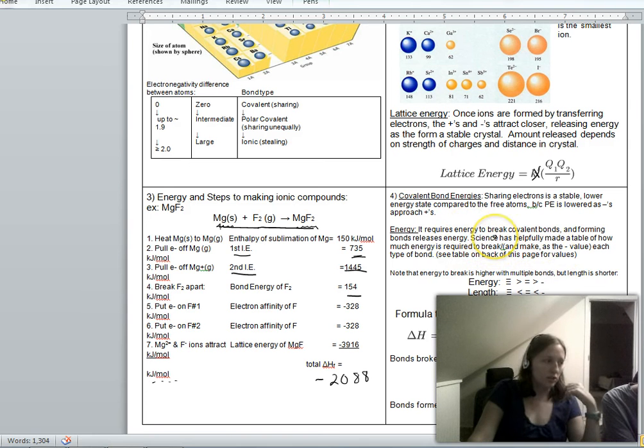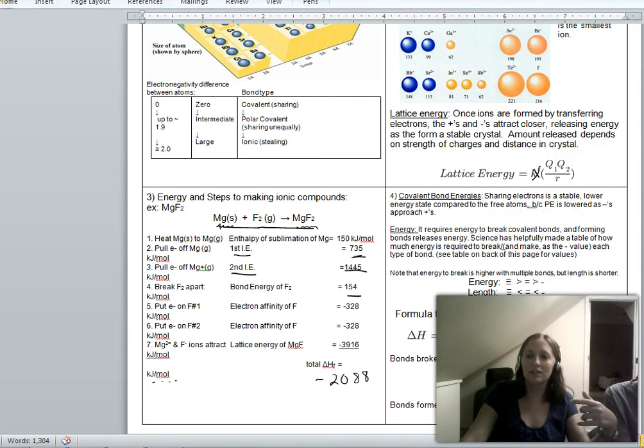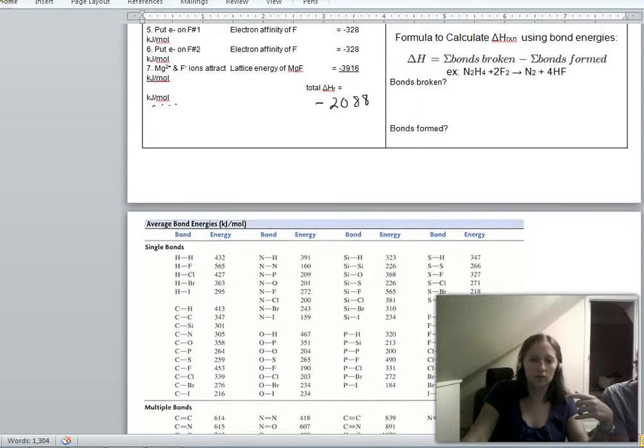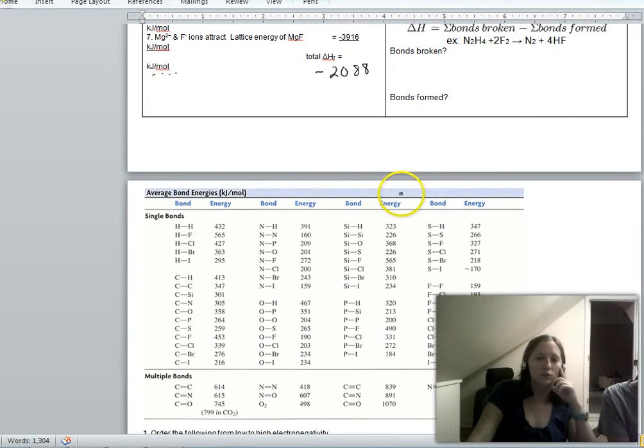One thing that's cool that's actually related back to the previous unit in thermodynamics is that there is a table of average bond energies right here, which basically tells you how much energy is required to break all these types of bonds. So let's say you want to break a bond between hydrogen and hydrogen. That takes 432 kilojoules per mole. Let's say you want to do that between hydrogen and fluorine. It takes 565.